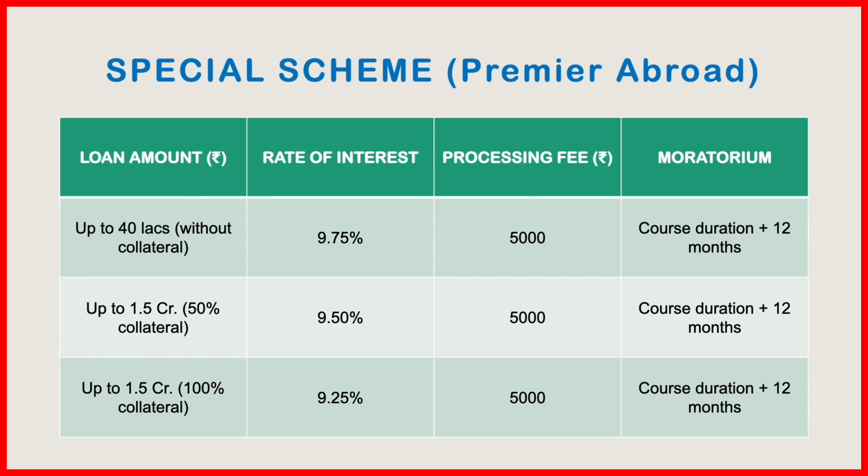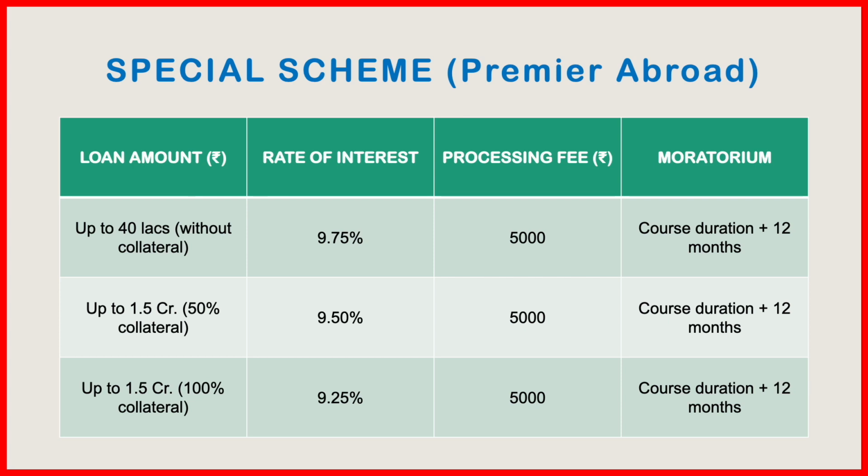So let's say if the loan amount is more than 40 lakhs, then the student has to provide a collateral. So a maximum of up to 1.5 crore loan is possible, and if a student is willing to provide 50% of the collateral, then he will get an interest rate of 9.5%. The processing fees will remain 5,000 and the moratorium period will remain course duration plus 12 months.